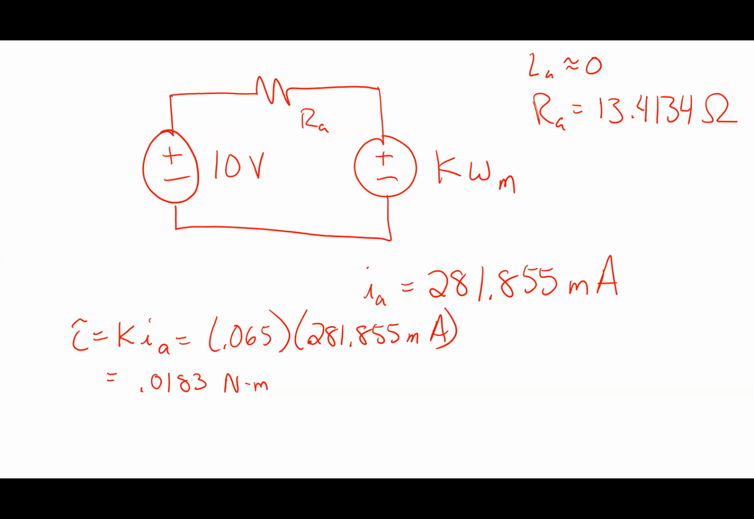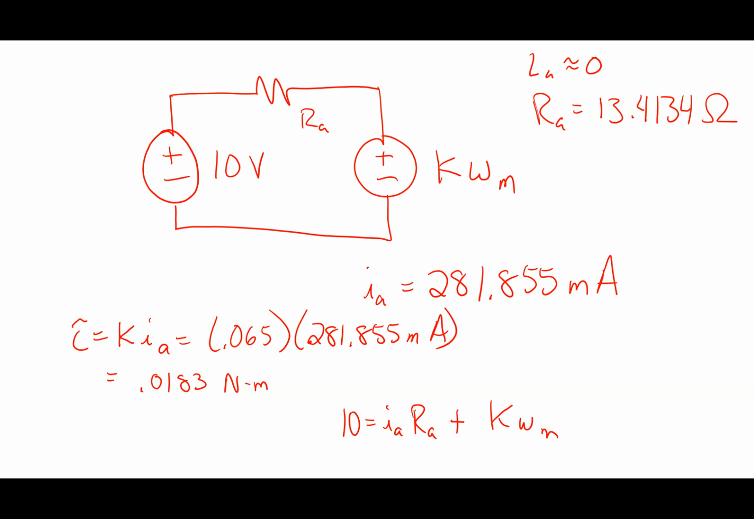Okay. Let's say I want to figure out what speed he's operating at. How would I figure that out? KVL, right? So 10 equals IARA plus K omega M. I know IA, I know RA, I can figure out omega M.